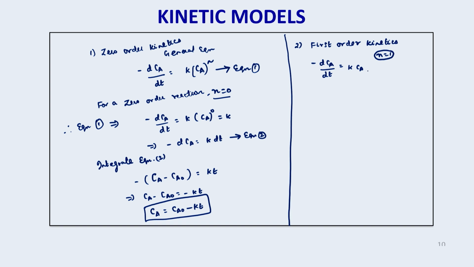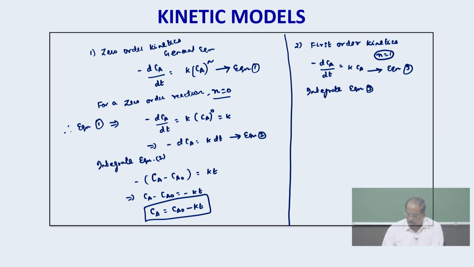So this will be equation number 3. Substitute n is equal to 1 here. So the right hand side will become k into Ca power 1, that is k into Ca. Now integrate equation 3 between the limits time t equal to 0 and t equal to t.